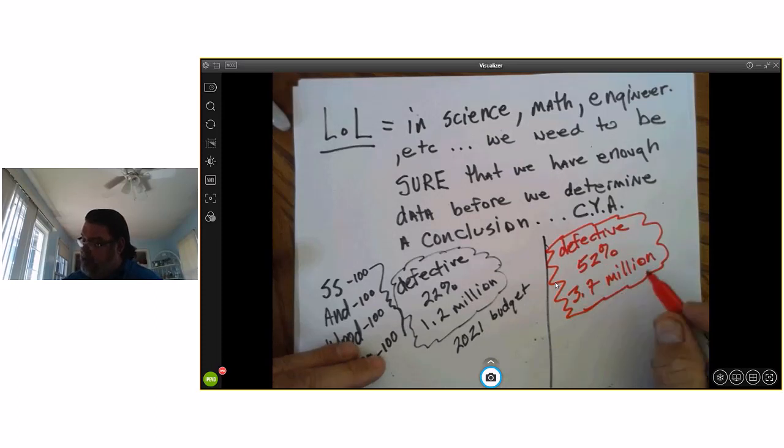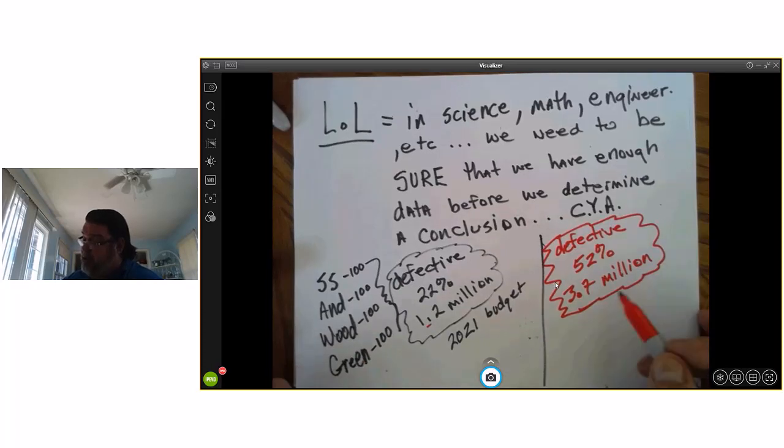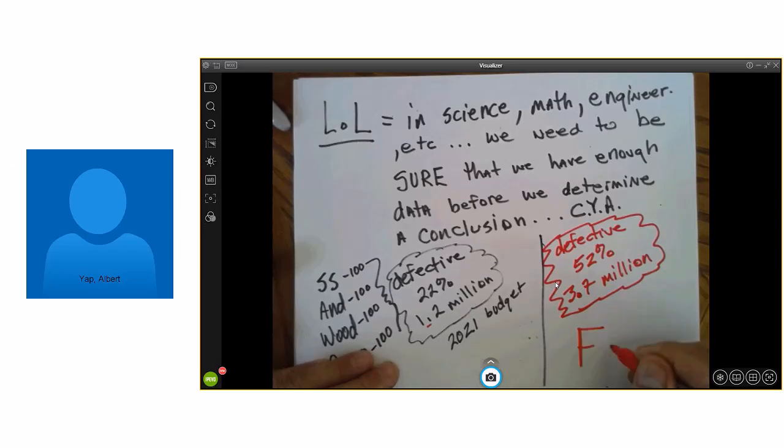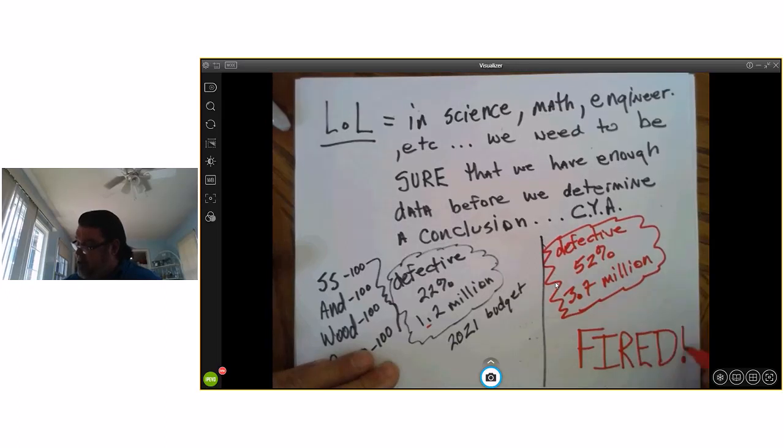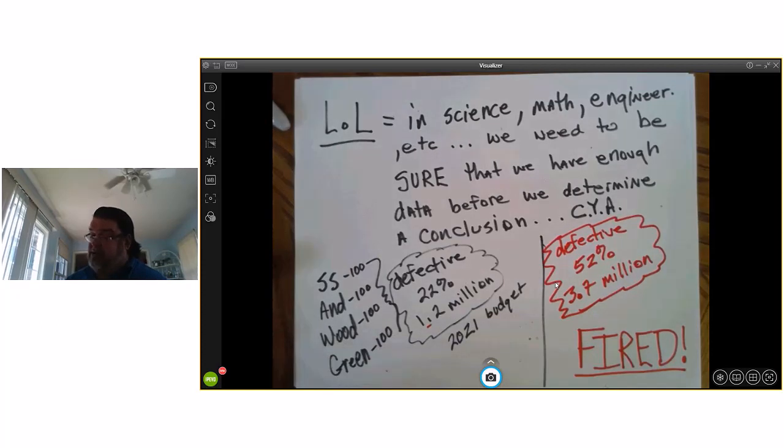Now, Mr. Yap, I know you're not an executive, but what do you think would happen if you predicted $1.2 million and you showed up at the next meeting the next year and the actual defective rate was 3.7 million, what do you think would happen? You'd probably get fired. You would get fired. Why? Because we're not talking about saying a bad word at the water fountain. We're talking about costing Michelin what? 1.5 or $2.5 million. Somebody's going to lose their job because of that.